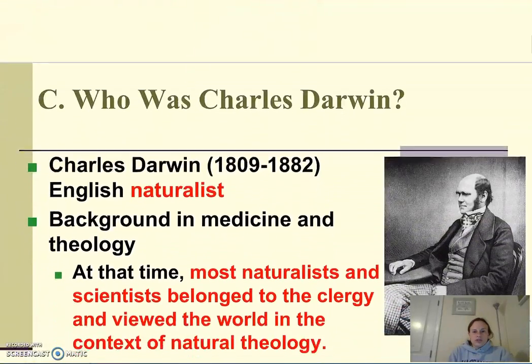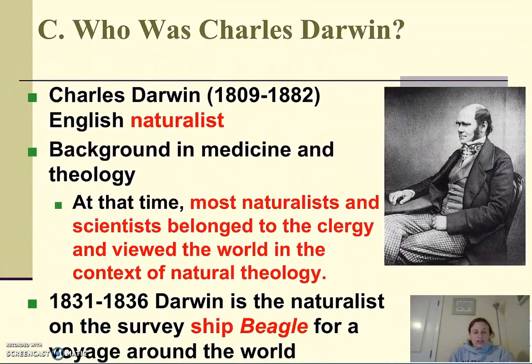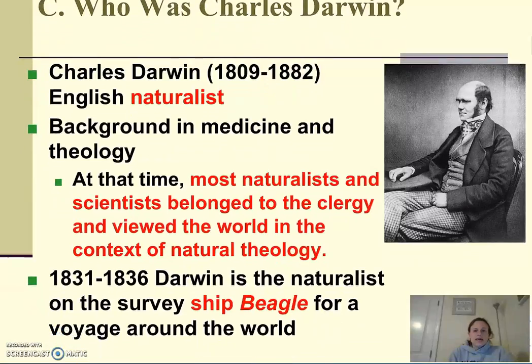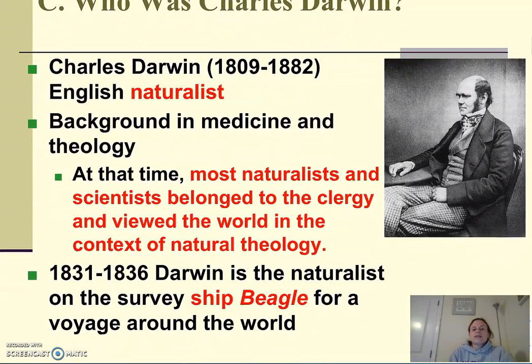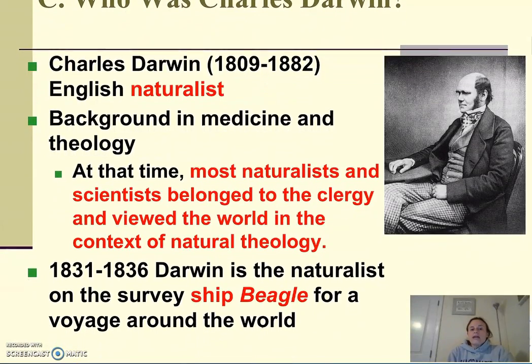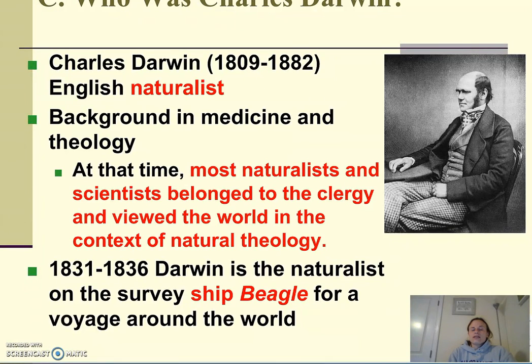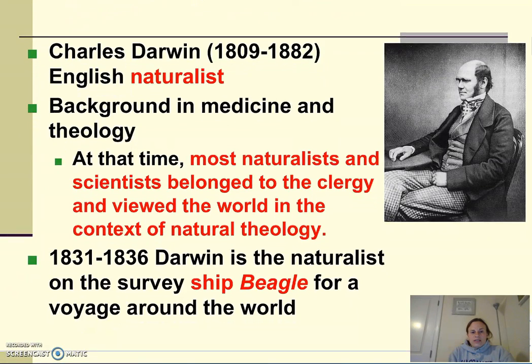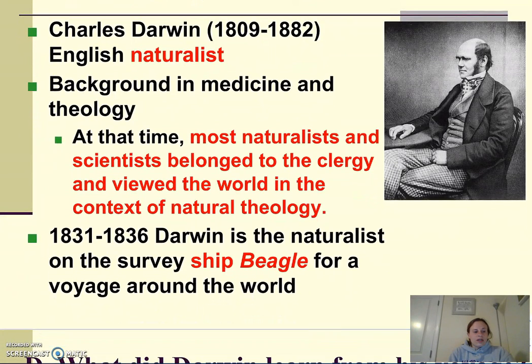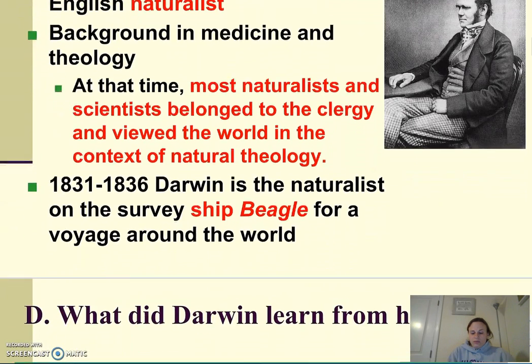Well, who was Charles Darwin? Charles Darwin was actually a naturalist. And at that time, most naturalists and scientists belonged to the clergy and viewed the world in the context of natural theology. Well, Darwin was going against his beliefs by investigating the science of evolution. So he started his investigation in the 1830s when he went on his ship, the H.M.S. Beagle, for a voyage around the world.